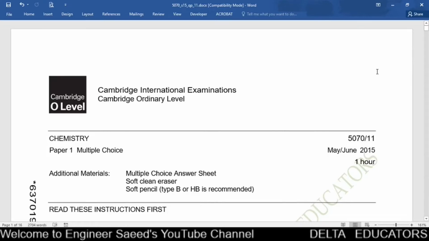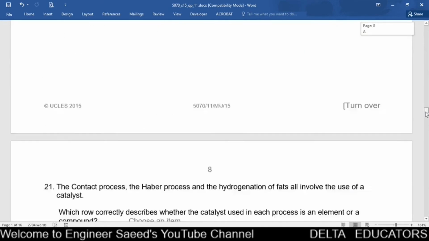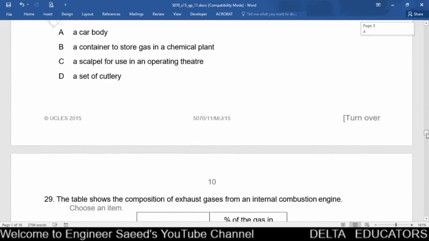O-Level Chemistry, Paper Code 5070, Paper 1, Variant 1, May-June 15. Today we are going to solve question number 31 to question number 40.